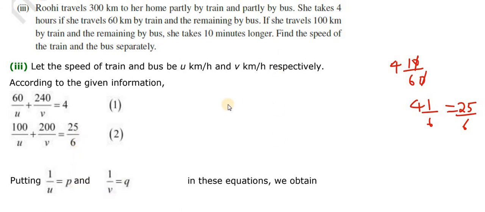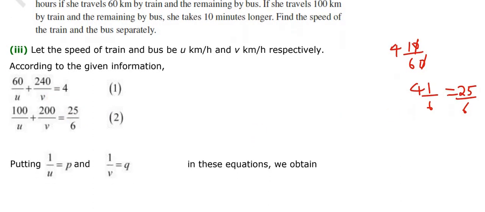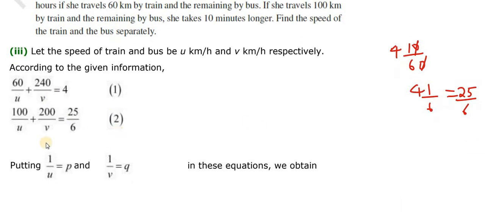Okay, so now you need to solve this by using the last method, that is putting 1 by u is equal to p and 1 by v is equal to q. So in this we obtain.